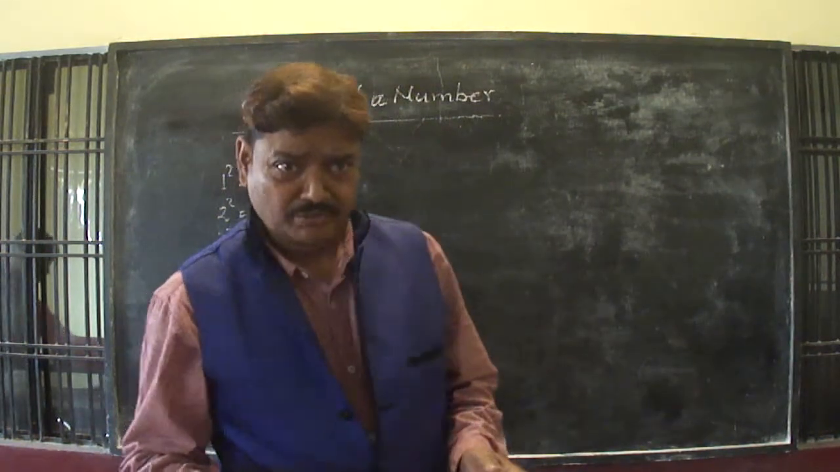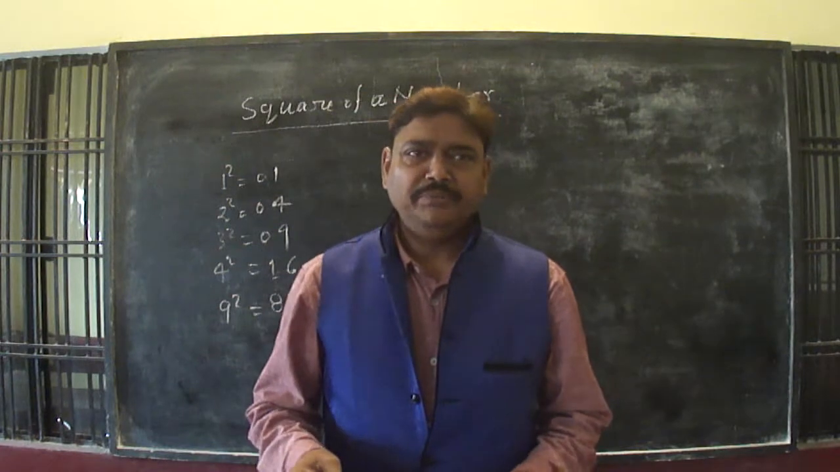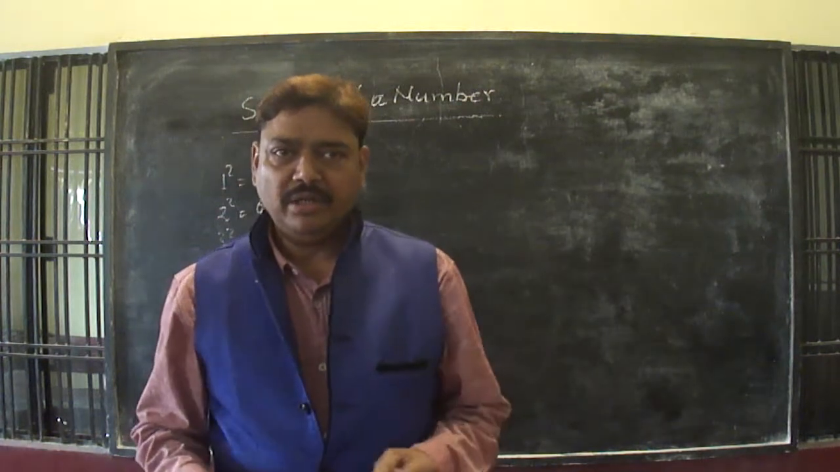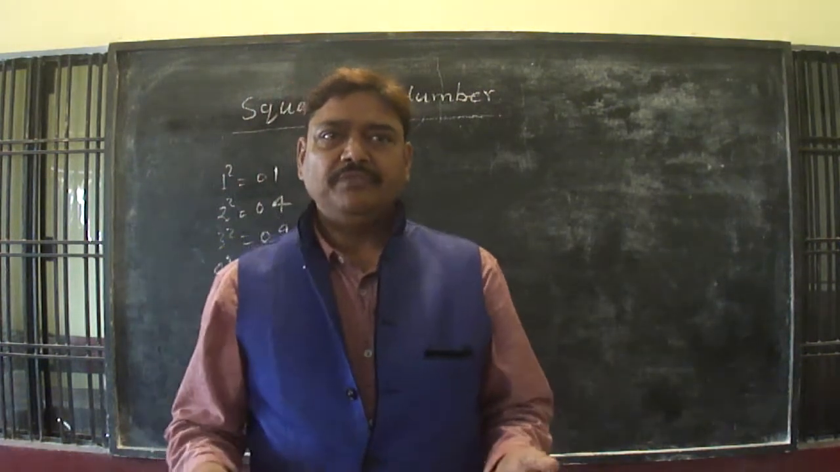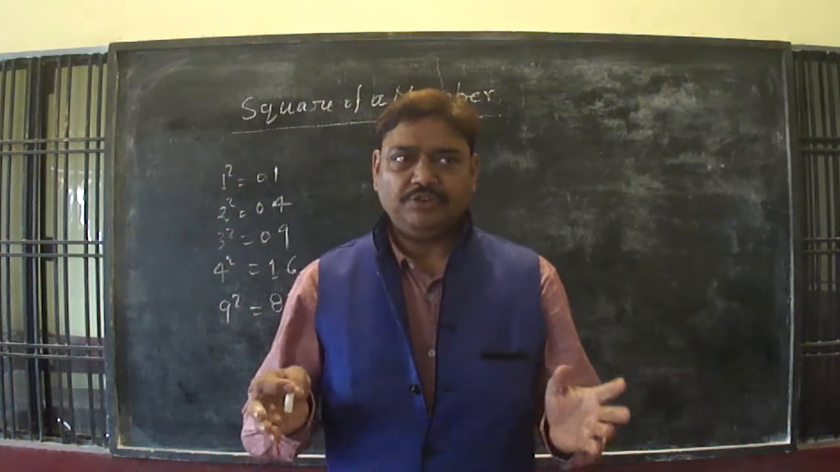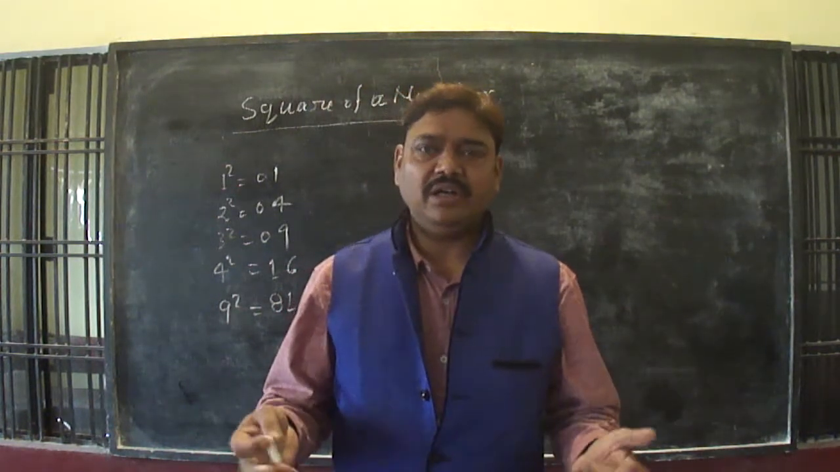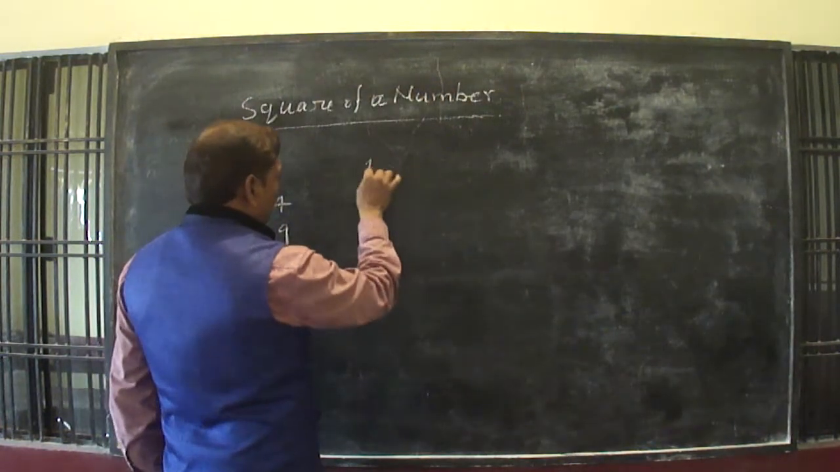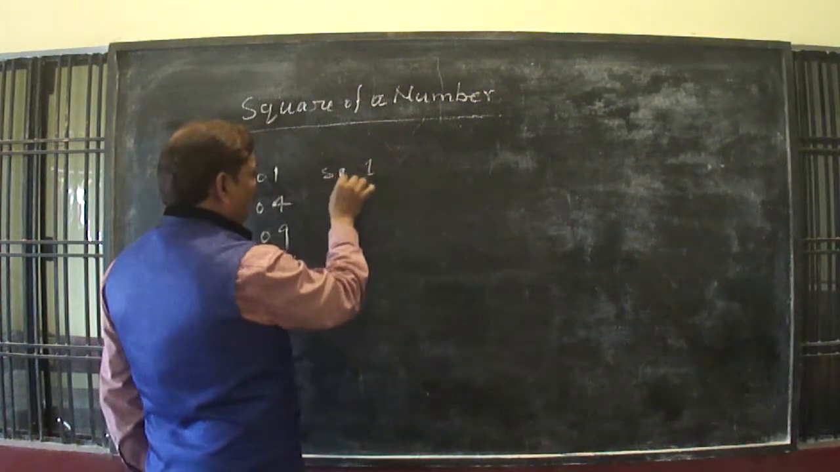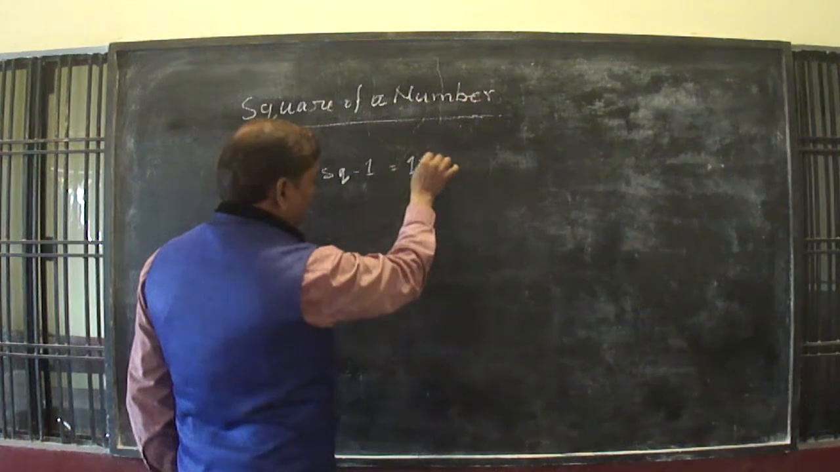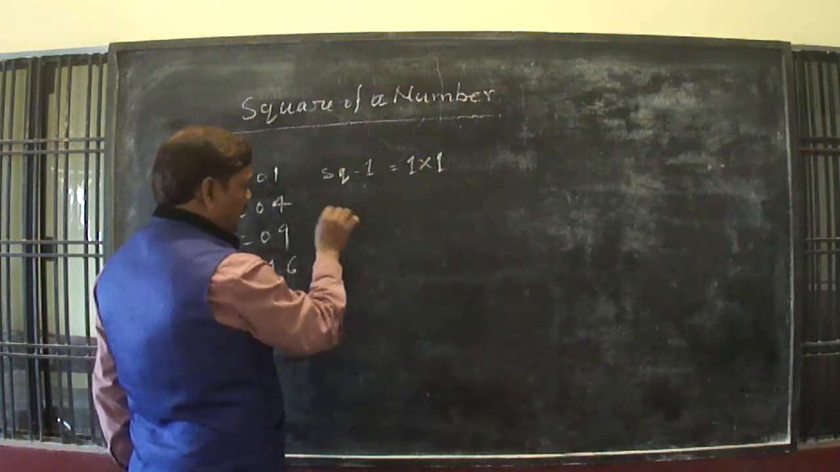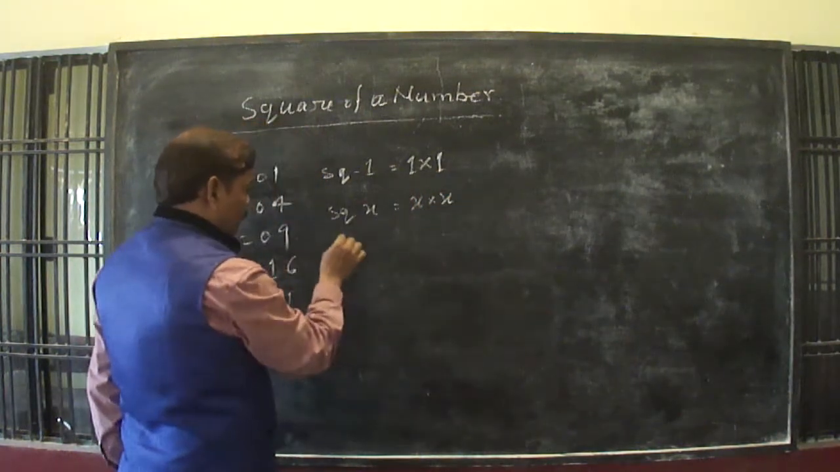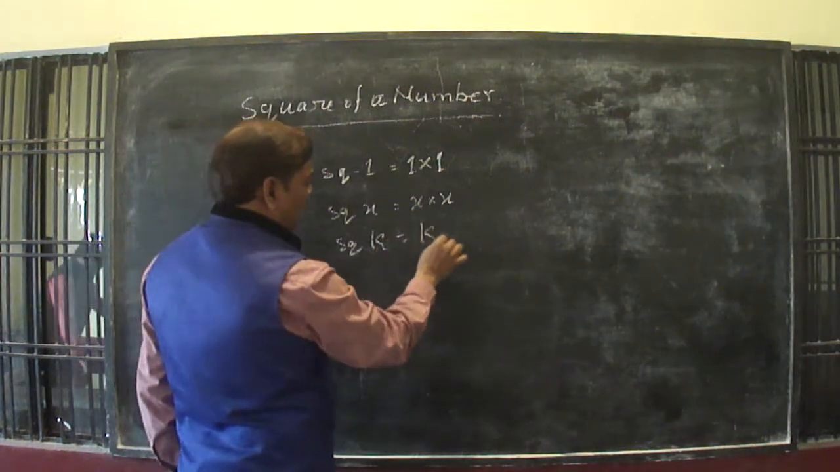Now we learn what is the meaning of square. Meaning of square is when we multiply a number or a constant or a variable with itself, this is called the square of a number or variable or a constant. Like this, suppose the number is 1, then square of 1 is equal to 1 into 1. Square of any variable like x, we write x into x. Square of any constant, we write k into k.